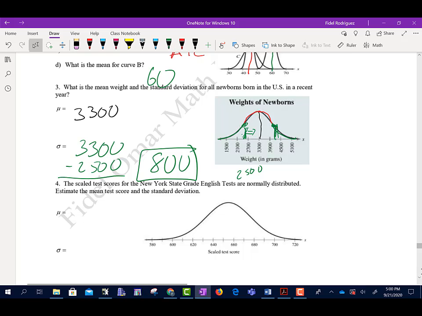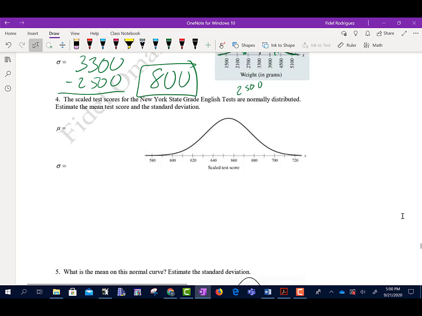So let's take a look at number 4. Number 4 says the scale test scores for the New York State grade English tests are normally distributed. Estimate the mean test score and the standard deviation. Let's do the same thing. My mean is the number right in the middle. Let me see if I can draw that a little bit better. I'm doing this kind of freestyle. Right about there. That looks about right. So this is 640 and that's 660. This has to be about 650. I might guess 655.